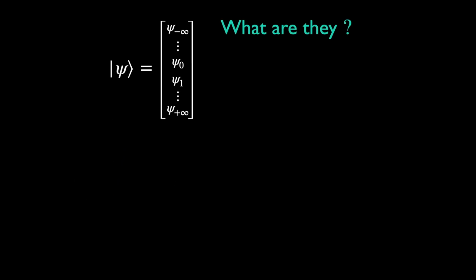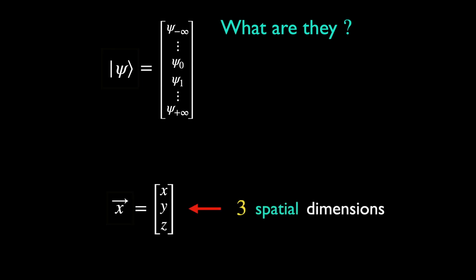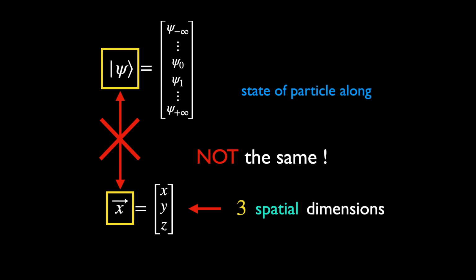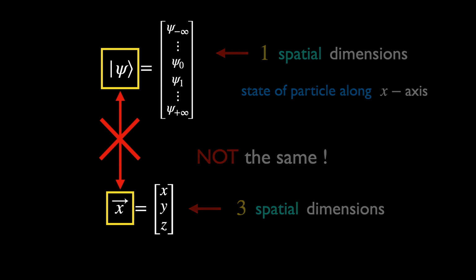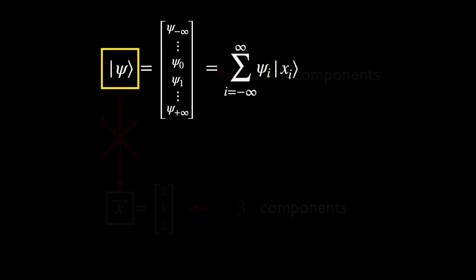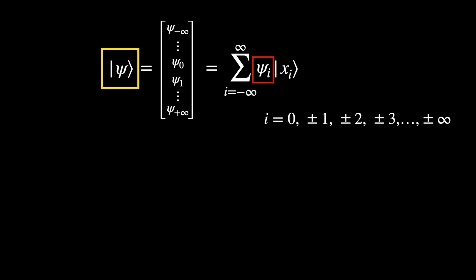What do these vectors actually represent? Let me first tell you what they are not. They are very different from the familiar position vectors in 3 spatial dimensions. In fact, psi represents the state of a particle along just the x-axis, so there's just one spatial dimension. But it does have an infinite number of components associated with every discrete position along the x-axis between minus and plus infinity, while the position vector only has 3. These infinite number of components live in some kind of abstract space and not in a real 3D space.